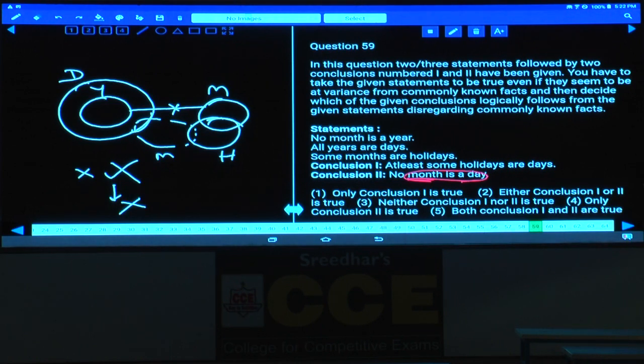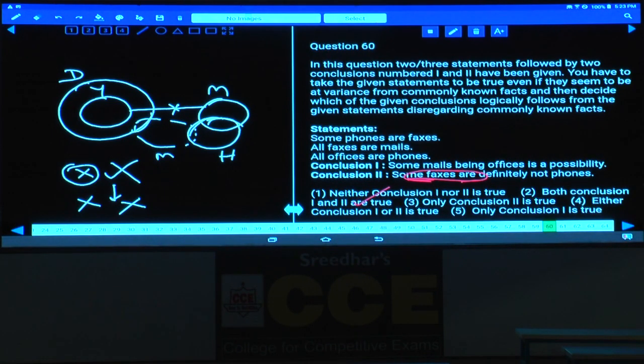After making the previous conclusion false, now the first conclusion, which was affirmative and false earlier, we should check whether it has become true or not. Because if it is true now, then it is either or. Then what happened to this one? Some holidays are days. Now also it is false. Hence, in both the cases it is false forever. Hence, neither 1 nor 2. Neither conclusion 1 nor conclusion 2 follows. That is choice 3 is the answer. Done with this? Now this is about question number 59.